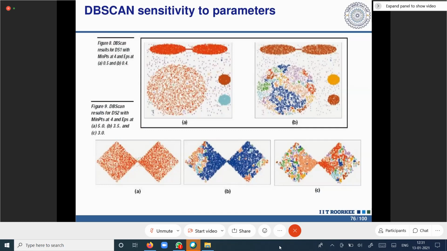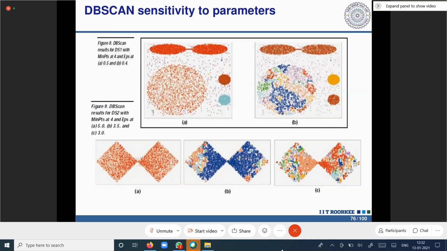Also, it is very sensitive to the parameter. For example, here we have min points 4 and epsilon 0.5 here and 0.4 here. Once we go from 0.5 to 0.4, this big cluster is partitioned into lots of small clusters. So choosing the appropriate parameter in DBSCAN is a challenging task.